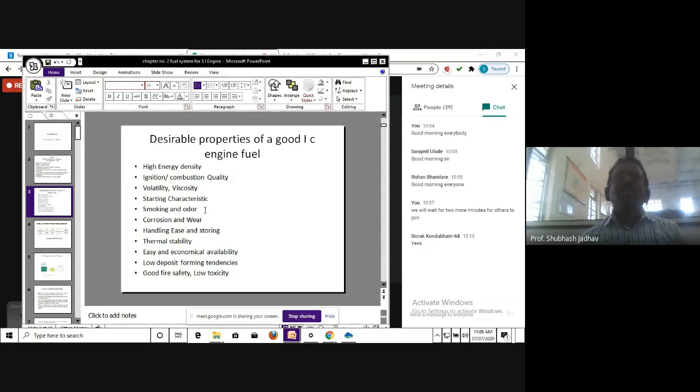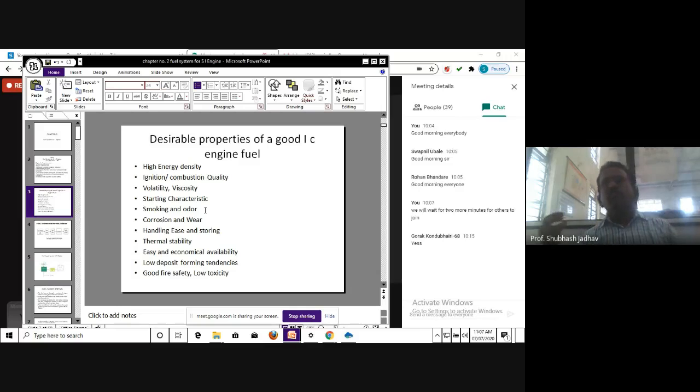For example, the odor becomes a very important parameter when we discuss biodiesels, because we know that when we use cooking oil in the kitchen, we have a certain type of smell. Okay, we call it an odor.